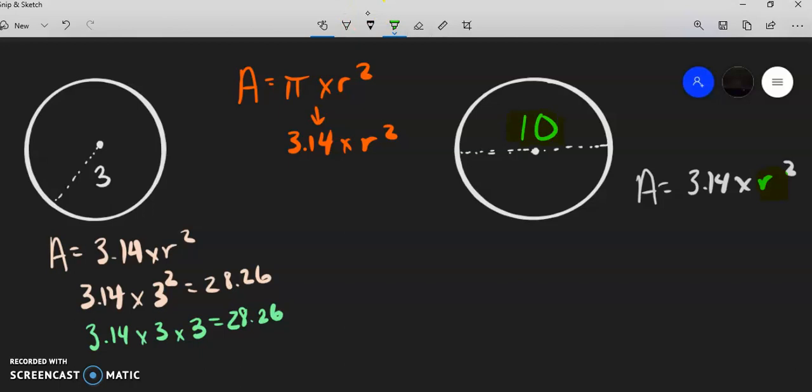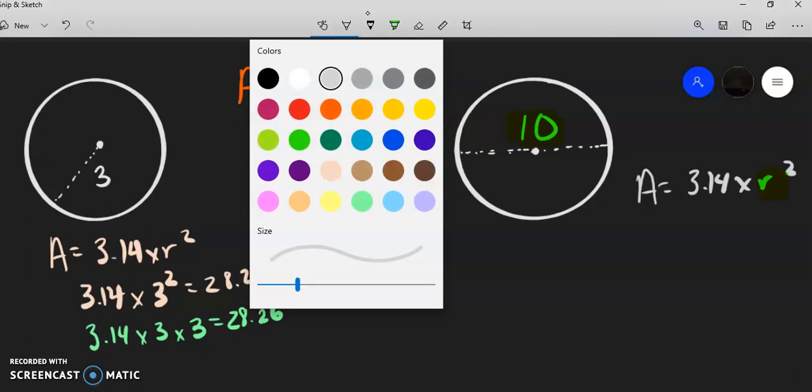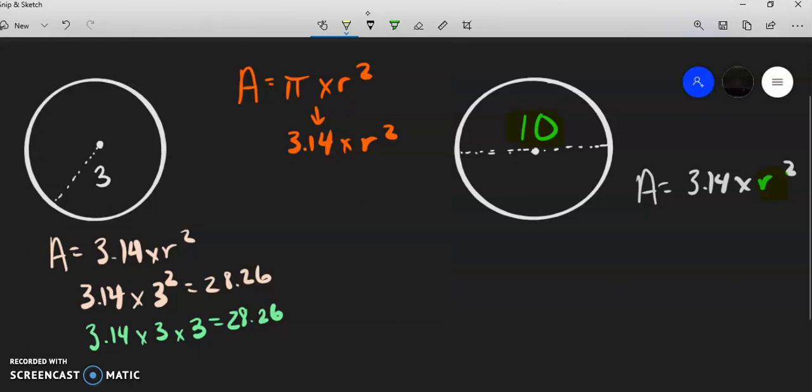That's the big line that goes from one end of the circle to the other and passes through the center. So I have to find the radius. By now we should probably know that to find the radius from the diameter, we take the diameter and cut it in half. We only need half of this line. So half of 10 is 5.